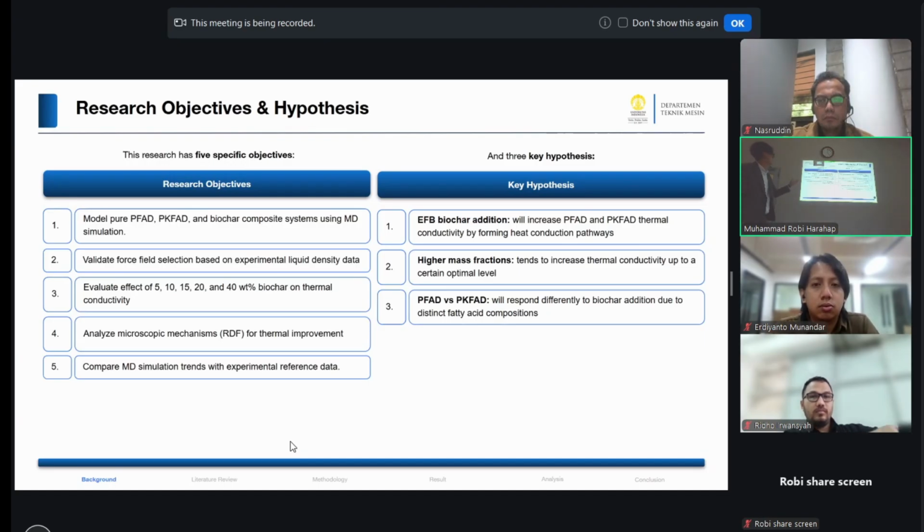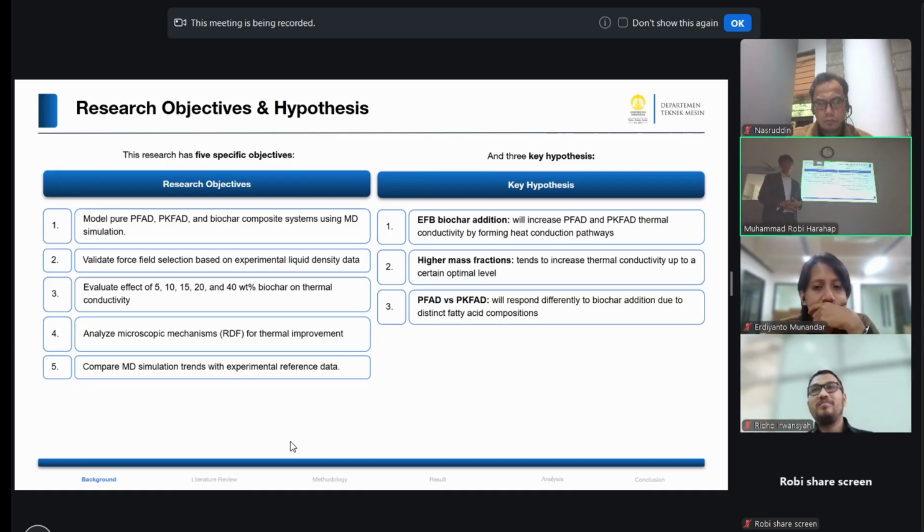And then the key hypotheses: the EFB biochar addition will increase PFAD and PKFAD thermal conductivity. Higher mass fraction tends to increase thermal conductivity. And PFAD versus PKFAD will respond differently due to their different compositions and also chains.